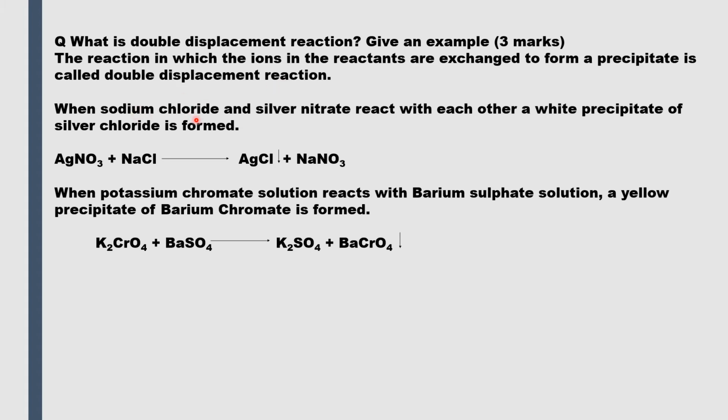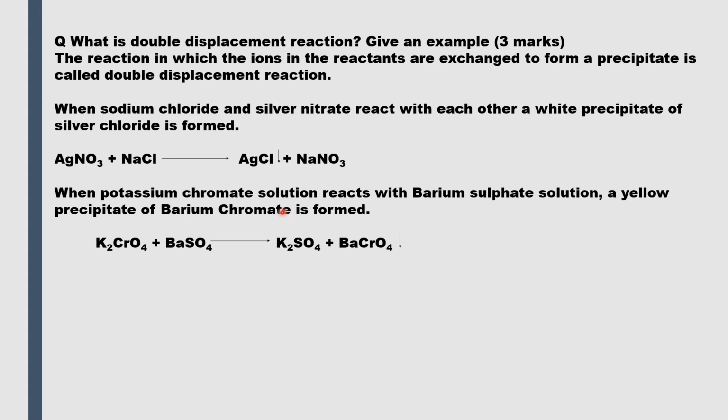Example: when sodium chloride, that is NaCl, and silver nitrate, that is AgNO3, react with each other, then the ions exchange their position and a white precipitate of silver chloride is formed. So formula of silver chloride is AgCl. A precipitate is formed, therefore arrow mark should be shown in the downward direction, and along with that NaNO3, that is sodium nitrate, will be formed.